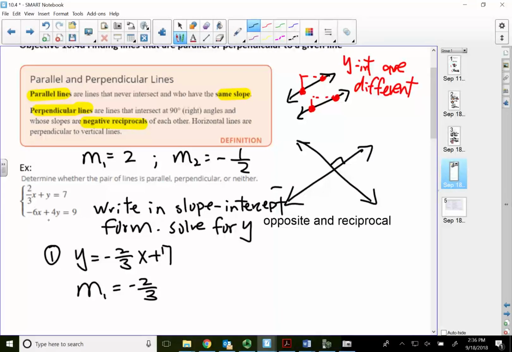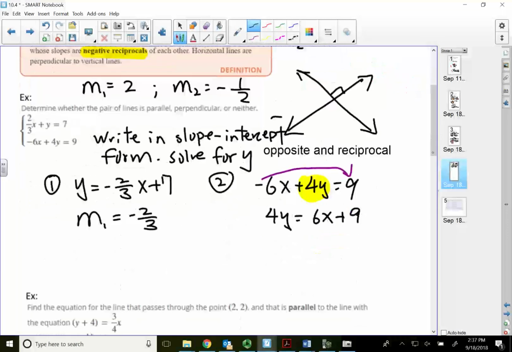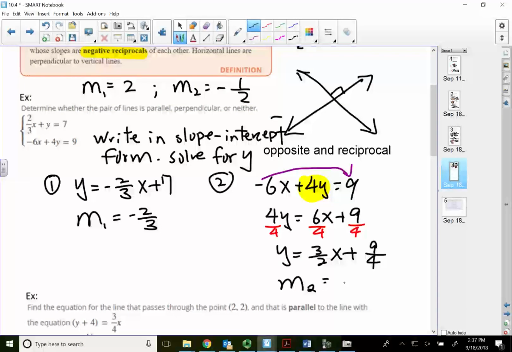Okay. Second one, negative 6x plus 4y equal to 9. To write it in slope-intercept form, as you can recall, solve for y. So let me move the negative 6x over first. That will be 4y equal to positive 6x plus 9. This 9 is still positive. To get y by itself, divide every term by 4. So my y will now say, 6 over 4, reduced by 2, that's 3 over 2 x plus 9 over 4. So the slope for the second line is positive 3 over 2.